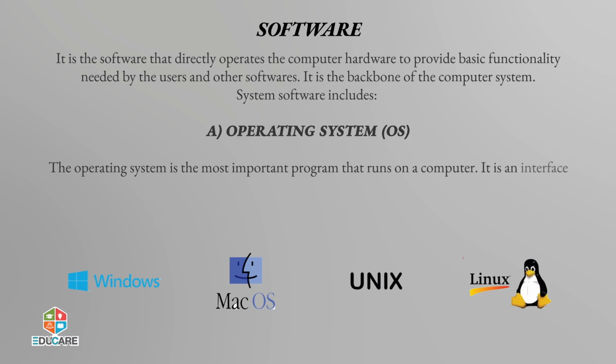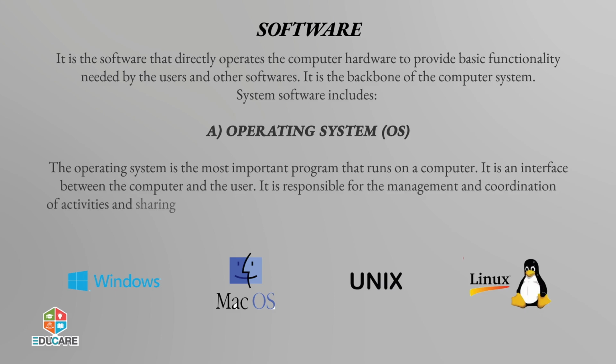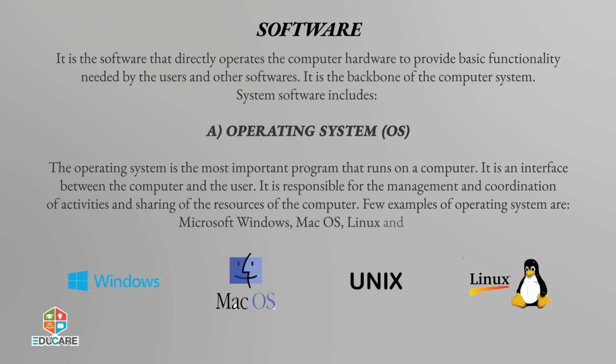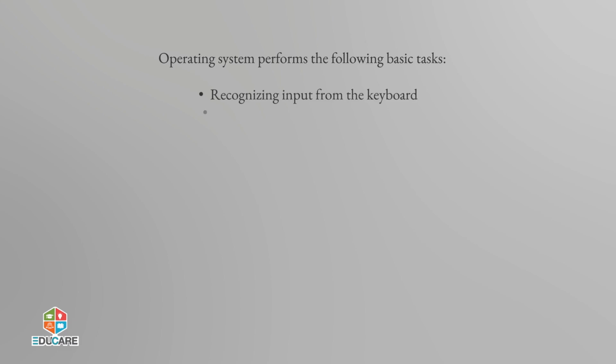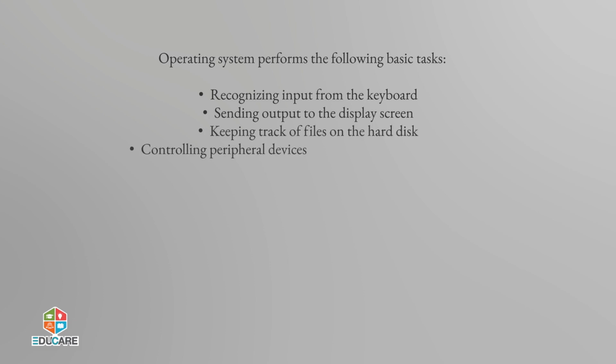It is an interface between the computer and the user. It is responsible for the management and coordination of activities and sharing of the resources of the computer. Few examples of operating system are Microsoft Windows, Mac OS, Linux, and Unix. Operating system performs the following basic tasks: recognizing input from the keyboard, sending output to the display screen, keeping track of files on the hard disk, controlling peripheral devices such as scanners, disk drives, etc., sharing of resources like printers.